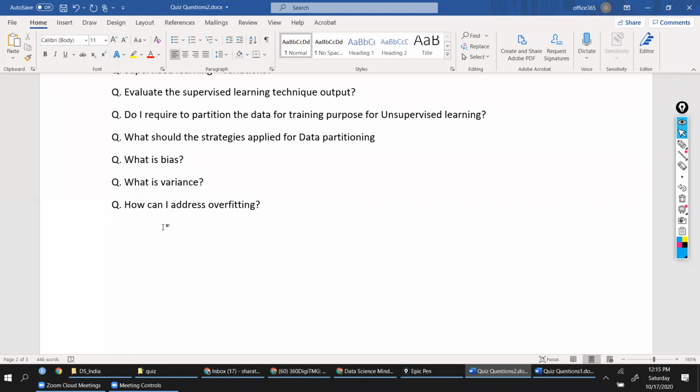Exactly. They are going to address the high variance problem, the overfitting problem, by removing the unwanted features. So they are basically helping out with feature selection. Backward feature elimination, forward feature selection. So feature selection techniques can also be applied for addressing the overfitting case.